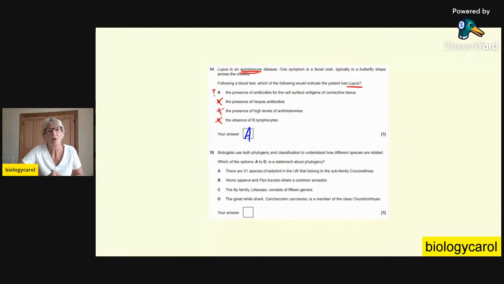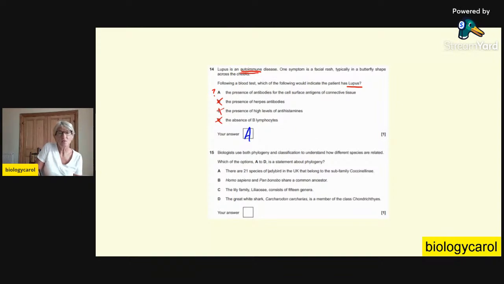15. Biologists use both phylogeny and classification to understand how different species are related. Which of the options is a statement about phylogeny? This is about you understanding the difference between phylogeny and classification. Phylogeny is where we can see how different species are related, how closely related species are. Classification is about putting species into groups.